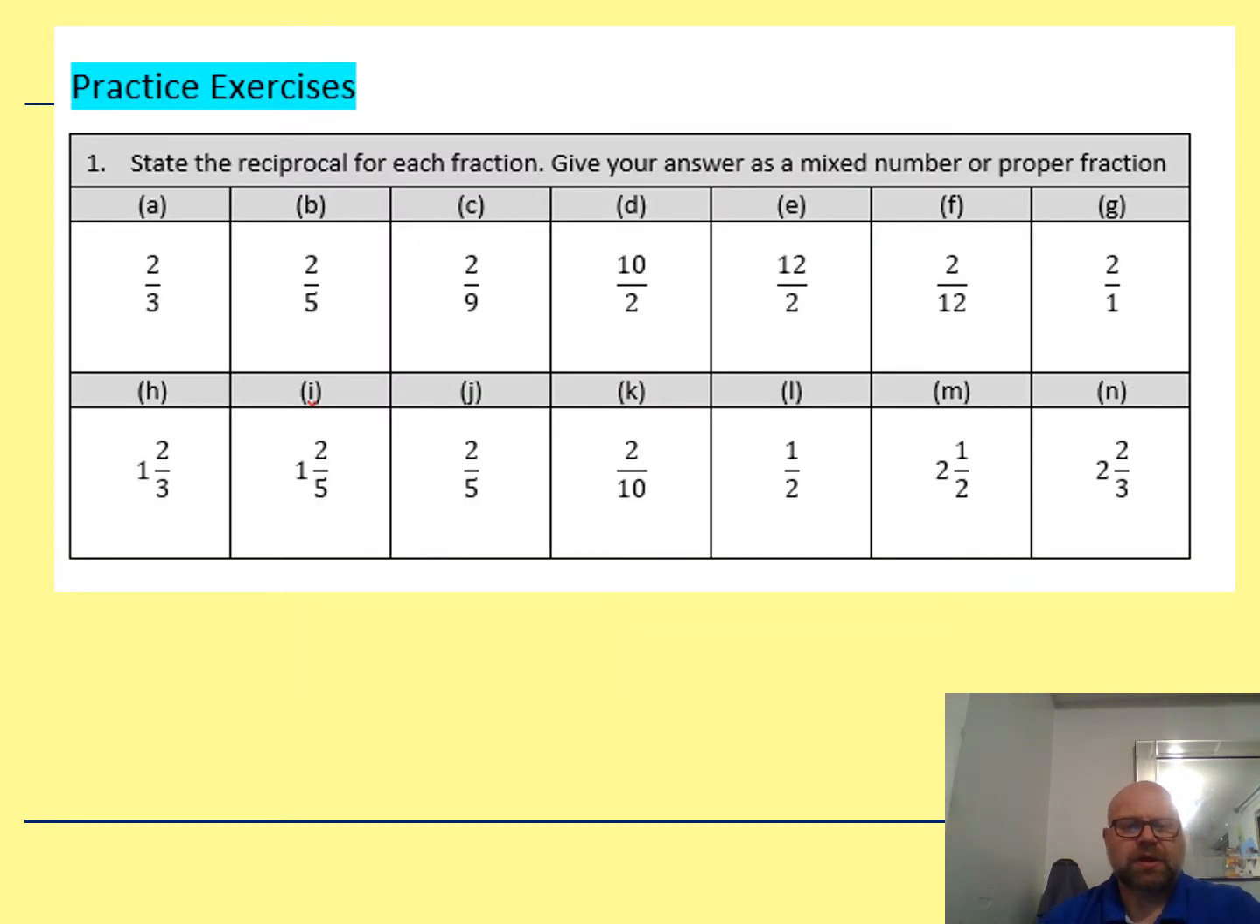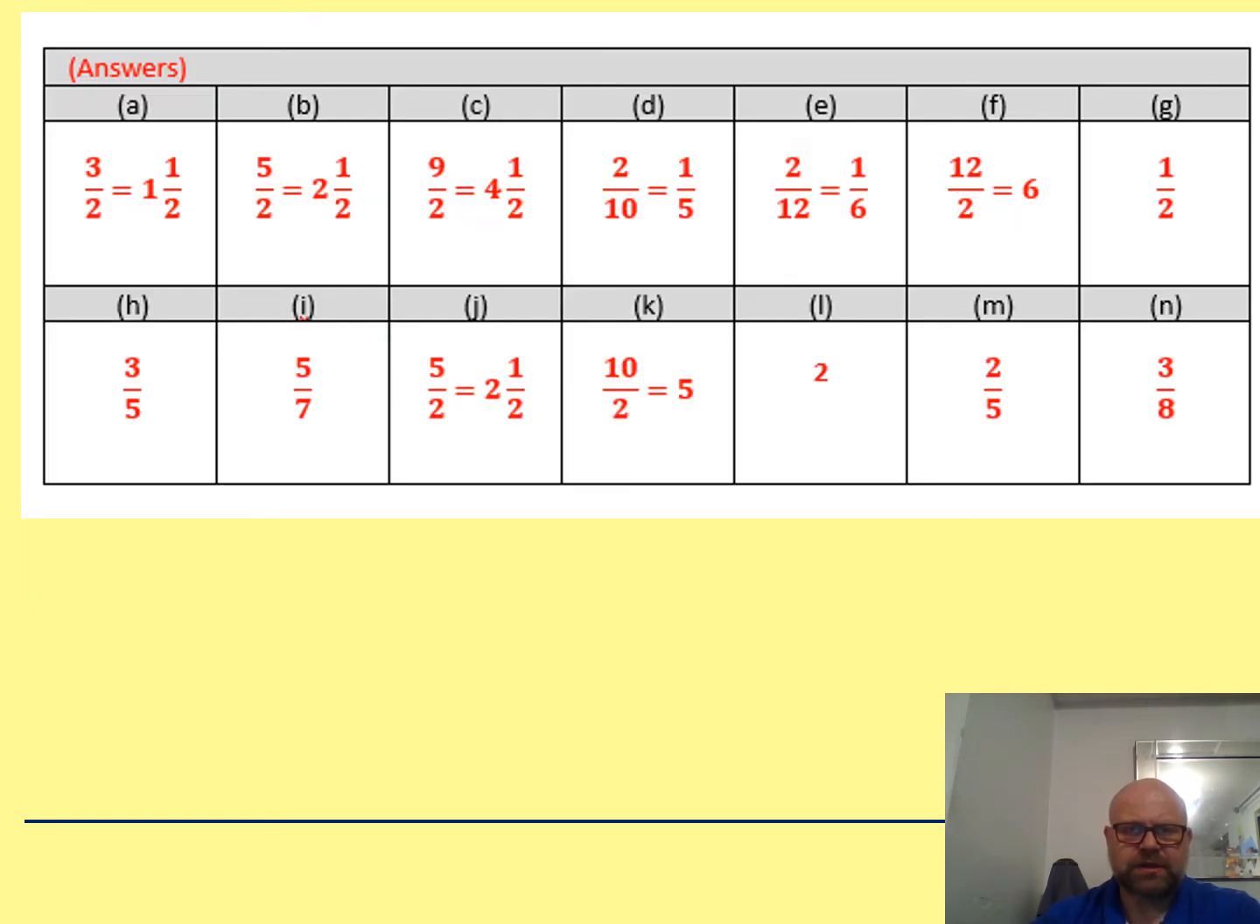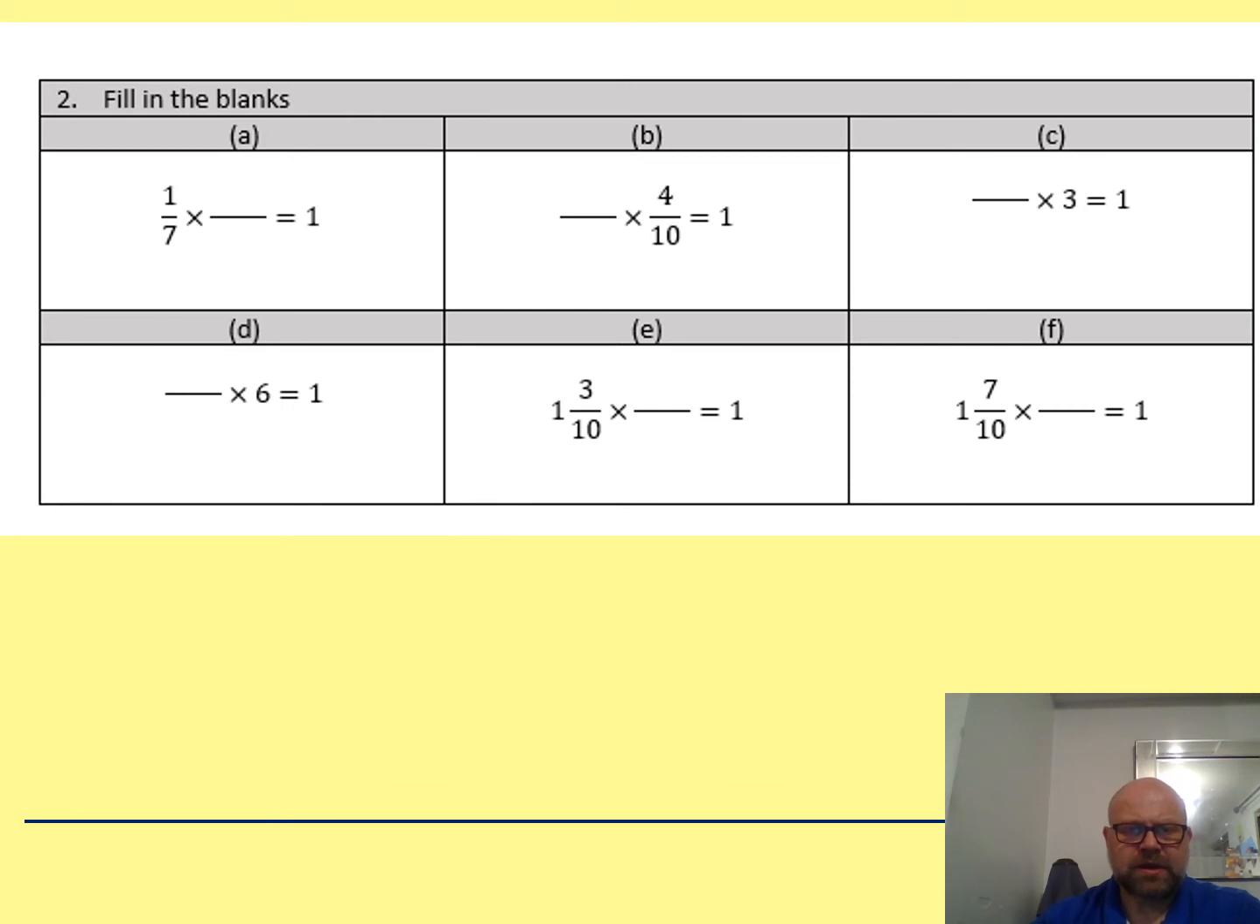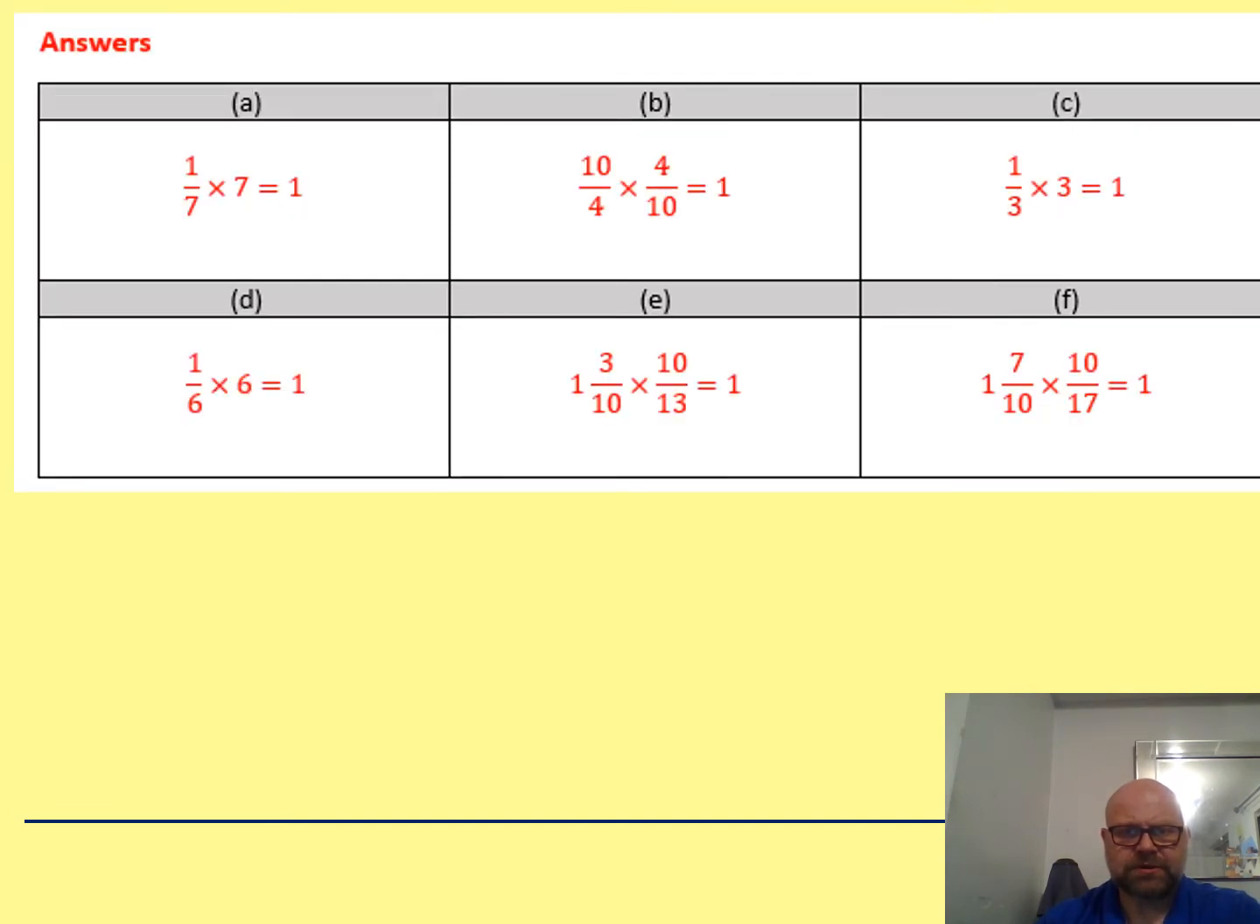Okay, so state the reciprocal for each of these fractions. So pause the video now and then I will show you the answers. The answers are here. Next, I want you to fill in the blanks, fill in the missing fraction. So here are the answers.